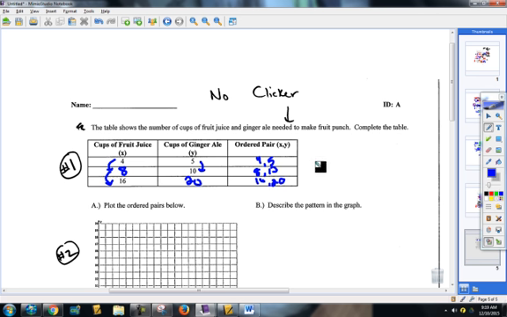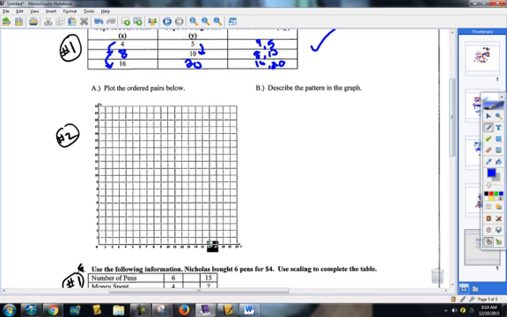If you had that, give yourself a check. That's 1 point right there. So if you got the table right, which was pretty basic, I think. Okay. Next, we've got to plot this.